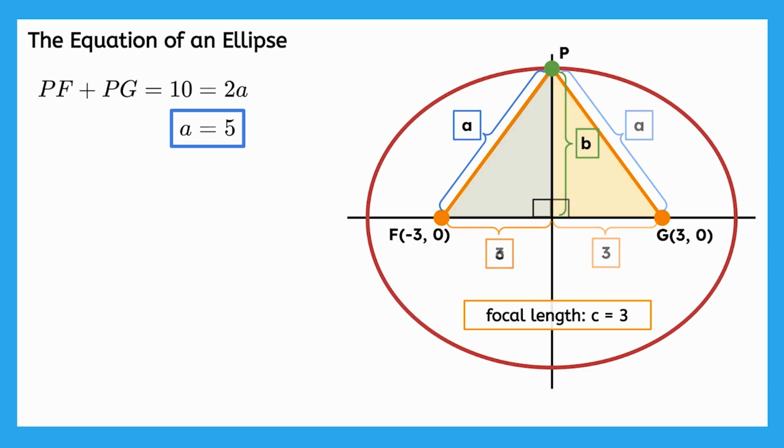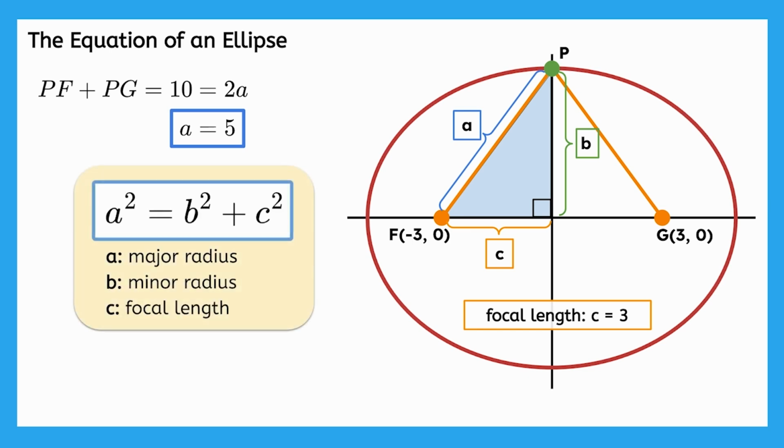Let's focus only on the left triangle. Can you see the relationship between a, b, and c? Since we have a right triangle, we can use the Pythagorean theorem. In this case, the hypotenuse is a, so the relationship becomes a squared equals b squared plus c squared.